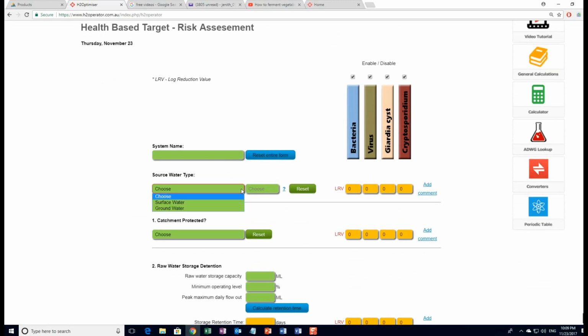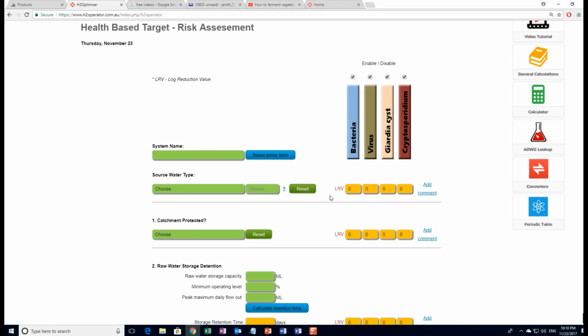So here you've got surface water and groundwater. Now I'm going to do surface water, but I'm just going to quickly show you what happens when I choose groundwater. So I choose groundwater here, and then I have to choose whether it's protected groundwater, or unprotected with low to moderate risk, or unprotected with moderate to high risk. Say, for example, if you are detecting E. coli in your bore water, groundwater, as a conservative choice, I would probably go for moderate to high risk. Okay, so when you click on that, as you can see, the LRV requirement is automatically populated.